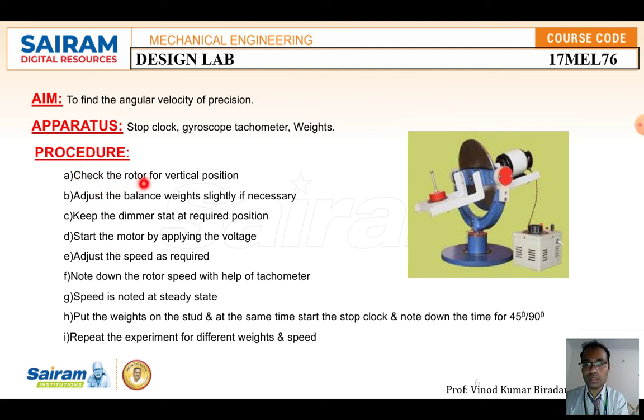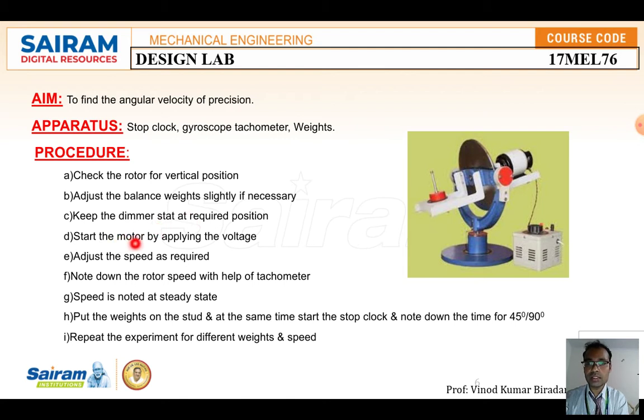Check the rotor in the vertical position. The first condition is that the rotor should be in the vertical direction. This is the rotating part, and it should be at 90 degrees. Adjust the balance weight slightly if necessary. If it is not balanced, you can balance it slowly. Keep the dimmerstat at the required position. Here the dimmerstat should be connected near to this gyroscope.